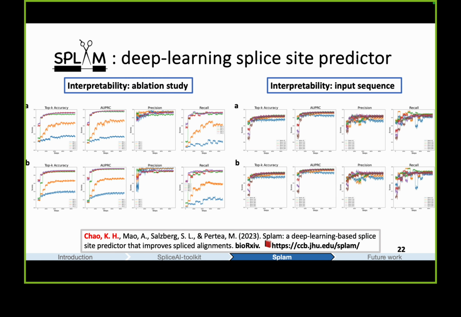And people might be curious about interpretability of Splan. So we conducted an ablation study, which is removing certain layers in the neural networks and observing its contribution to the full model performance. We also changed the input sequence. Right now it's 800. We tried different flanking sequences to understand what's the amount of information that's needed to let the model learn the splicing pattern.